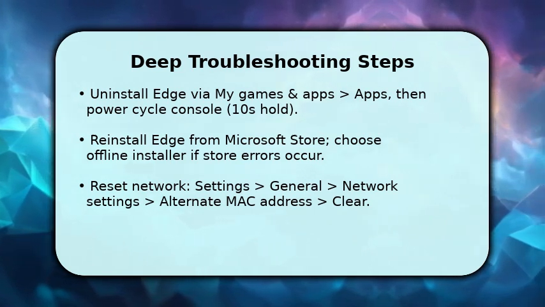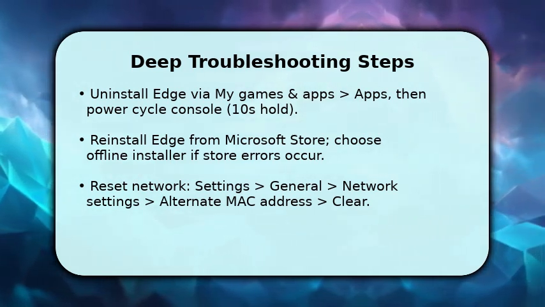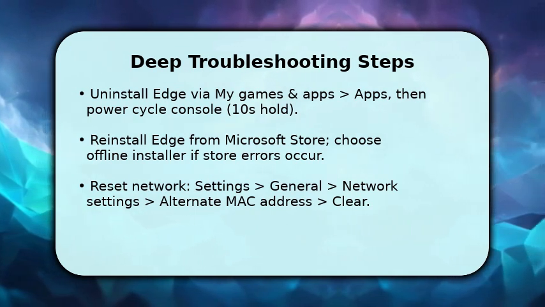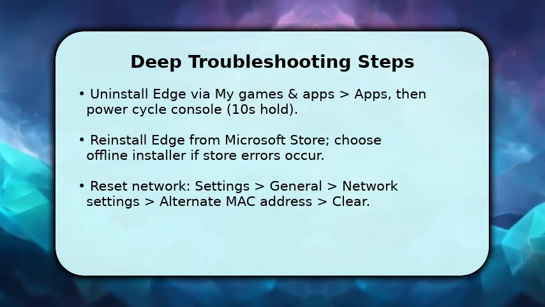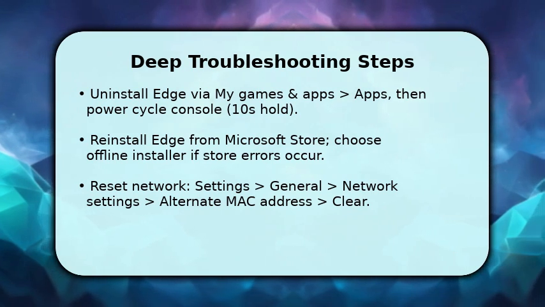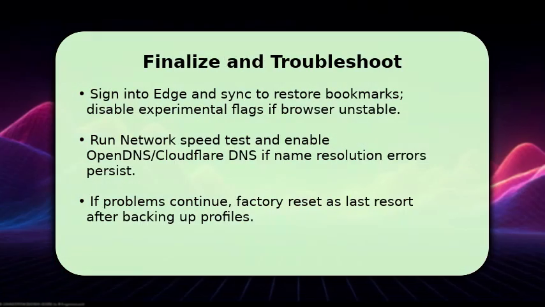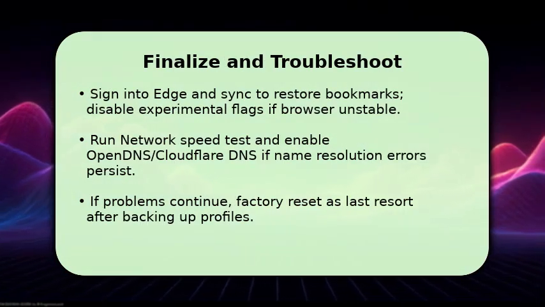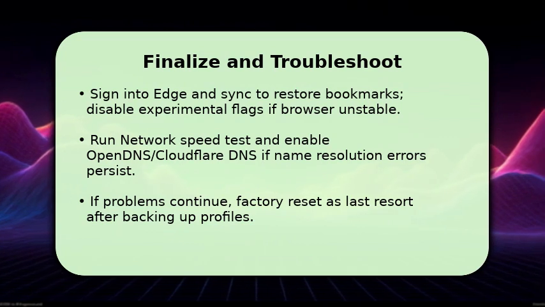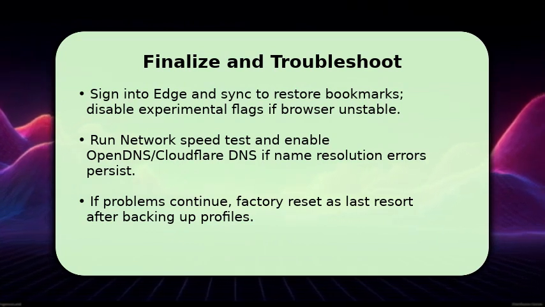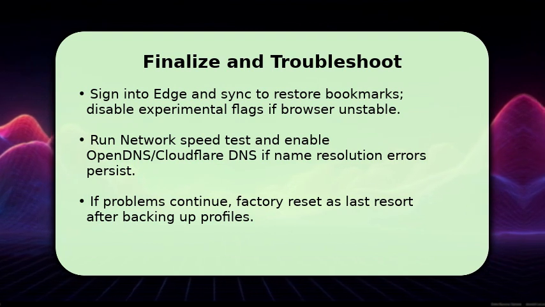Next, reset the network configuration by going to Settings, General, Network Settings, and clear the alternate MAC address to force a fresh DHCP lease. You'll finish by restoring settings and verifying stability. Sign into Edge to sync bookmarks and settings. If you enabled any experimental flags, disable them to avoid crashes.